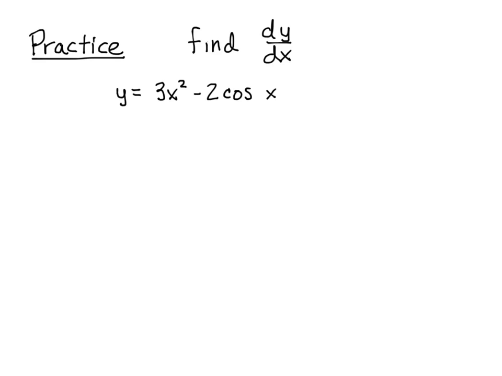Okay, so that should be plenty long here. So here we just take the derivative: the first term is going to be 6x, and then for the second term we have the derivative of the cosine, which is the negative sine, so that negative will become positive, and we have 2 sine of x.